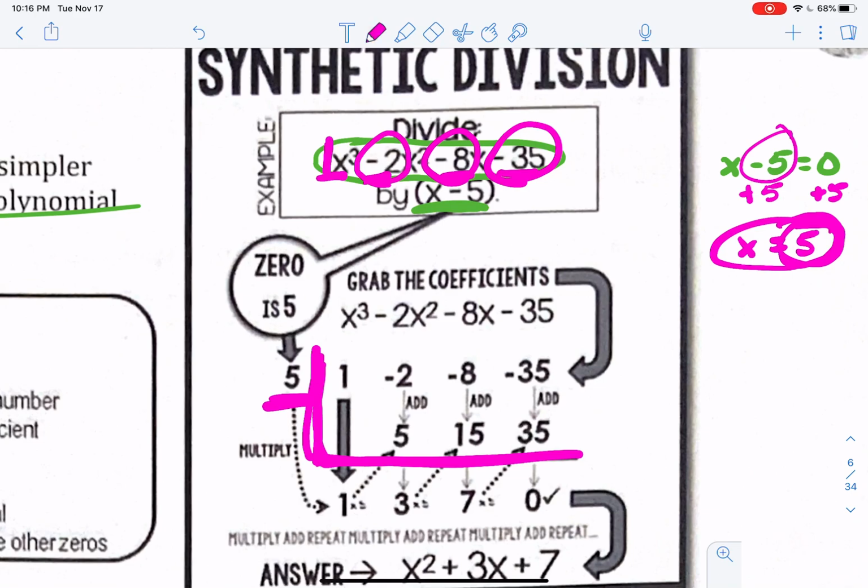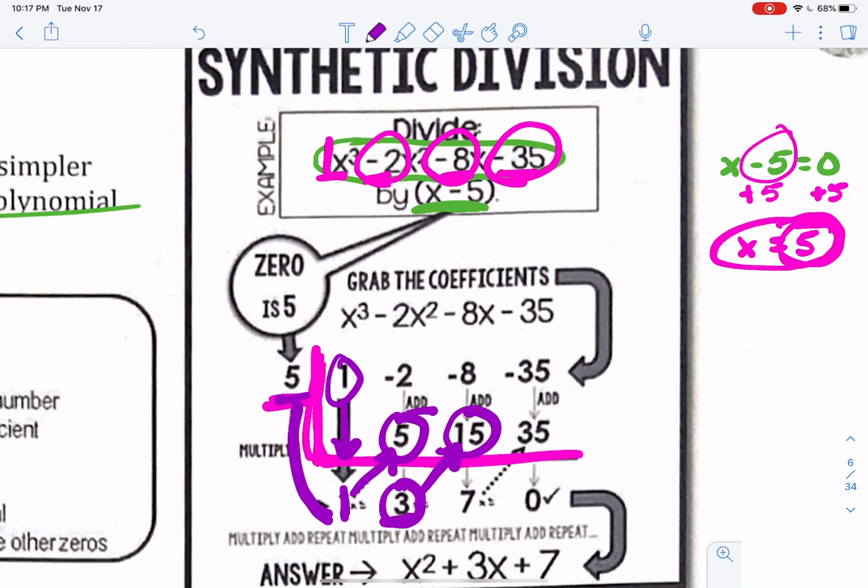The very first thing that we do is we drop the first number down, and it goes there. That's pretty easy, just drop that number down. Then I take the 5 and multiply it by the 1, and that number goes here. 5 times 1 is 5. Then I add those two numbers together. Negative 2 and positive 5 give me positive 3. Then I do the process again. 5 times 3 gives me 15, and that number goes here.